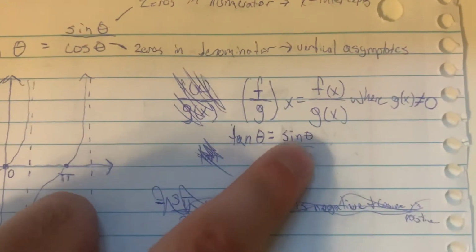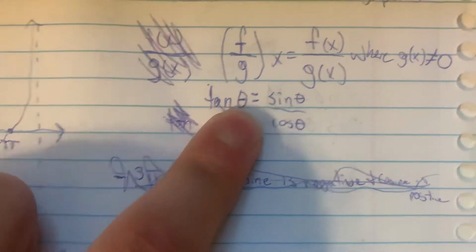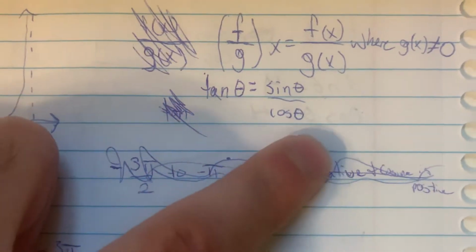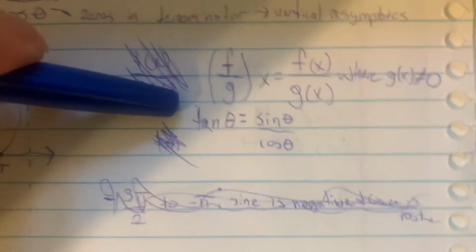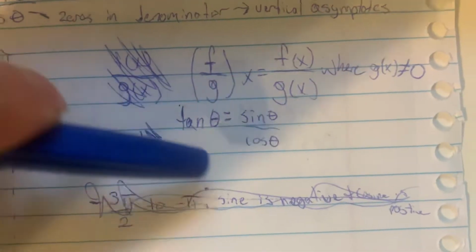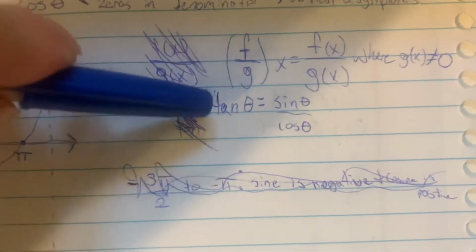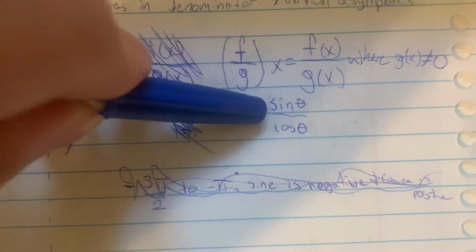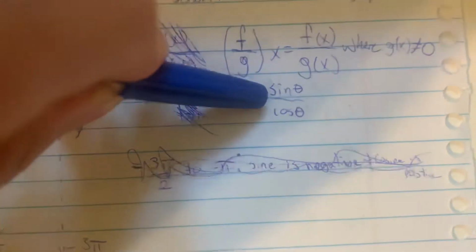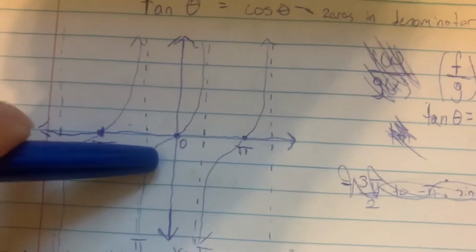So if we look at what tangent is, tangent theta is equal to sine theta over cosine theta. We can see the relationship between these functions and this function. Okay, so tangent of theta is a combination of sine theta divided by cosine theta. Zeros in the denominator give us vertical asymptotes.